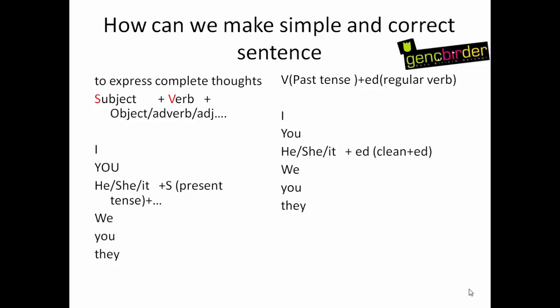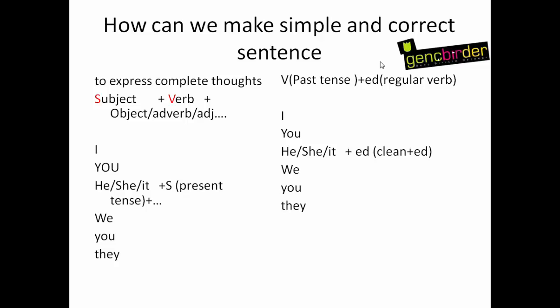Well, today we will see together how we can make a simple and correct sentence. Why do we need to know that? Because to be able to express our complete thought, it is absolutely important that our sentences contain at least a subject and a verb, or maybe a subject, a verb, and an object. Sometimes it might be subject, verb, and an adverb, or subject, verb, and an adjective. It depends on what we want to say and what we want to express.